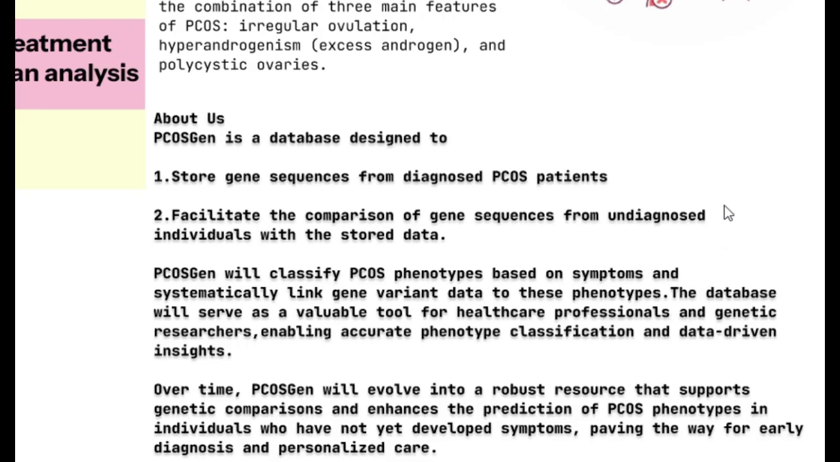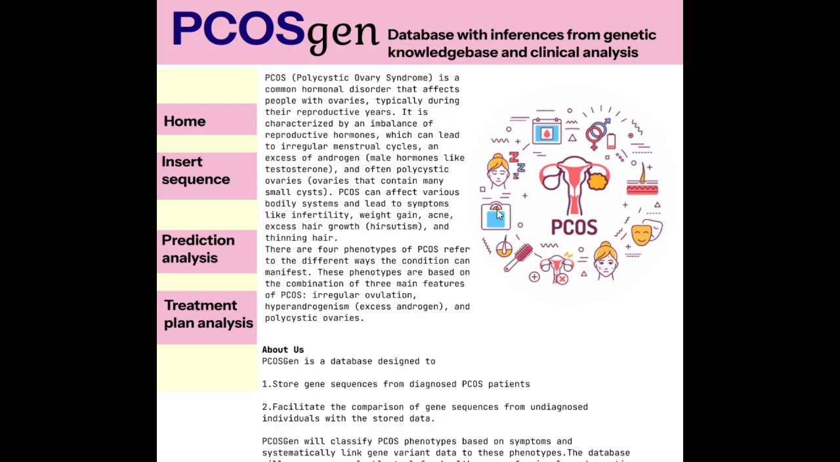PCOSgen will classify PCOS phenotypes based on symptoms and systematically link gene variant data to these phenotypes. The database will serve as a valuable tool for healthcare professionals and genetic researchers, enabling accurate phenotype classification and data-driven insights. Over time, PCOSgen will evolve into a robust resource that supports genetic comparisons and enhances the prediction of PCOS phenotypes in individuals who have not yet developed symptoms, paving the way for early diagnosis and personalized care.